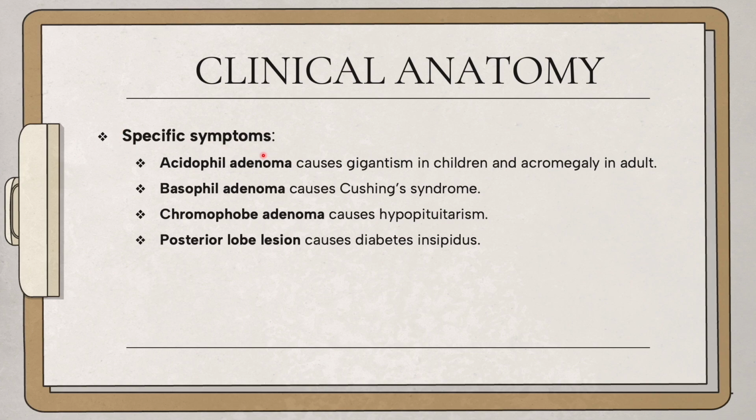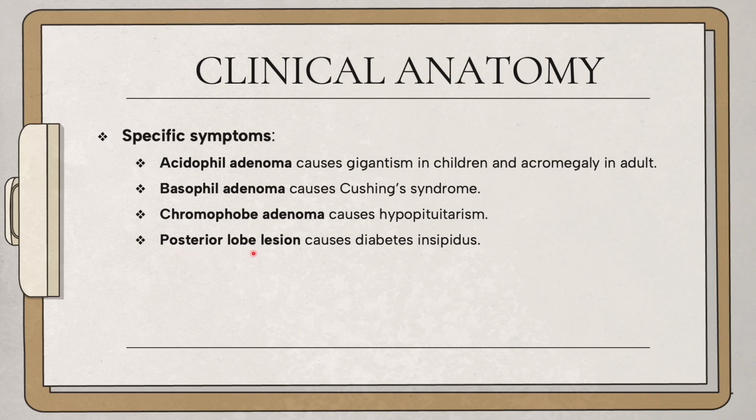Elaborating more on the specific symptoms, it depends on the type of cell involved. In case of acidophil adenoma, alpha cells are involved, which produce gigantism before puberty and acromegaly in adults. In basophil adenoma, the beta cells are involved, causing Cushing syndrome due to excessive secretion of ACTH, and is manifested by a large amount of glucocorticoids in the blood. The chromophobe adenoma leads to hypopituitarism, which is decreased secretion of pituitary hormones.